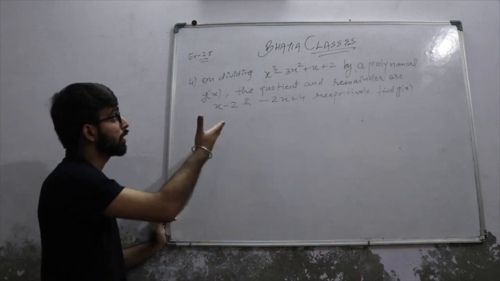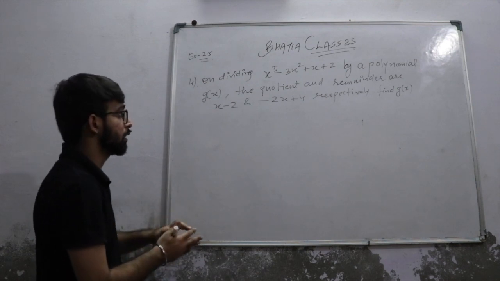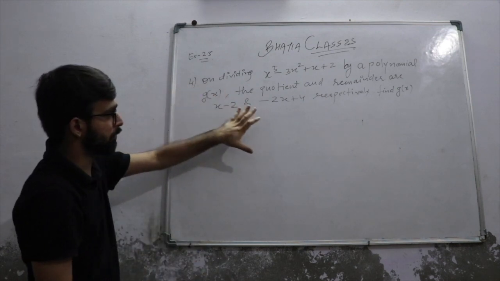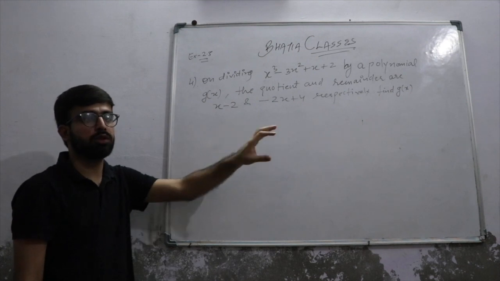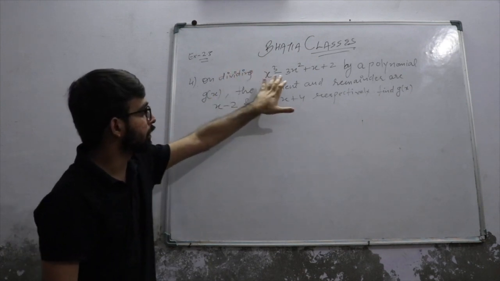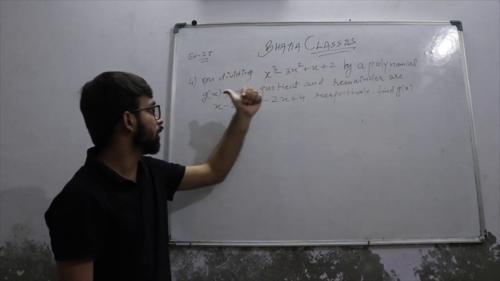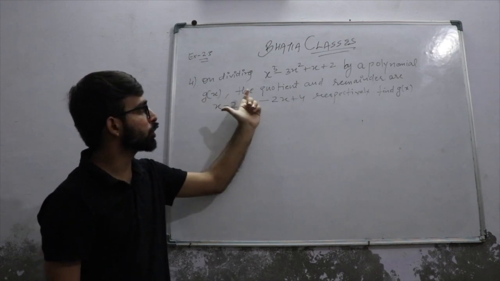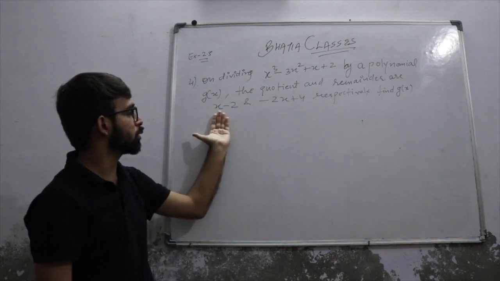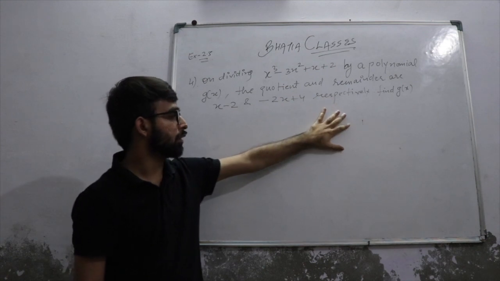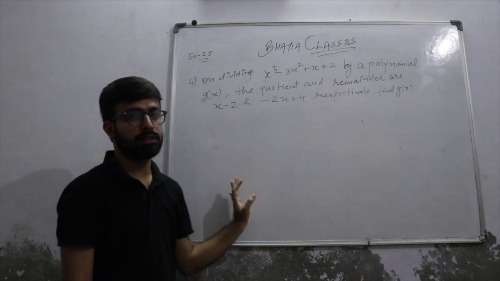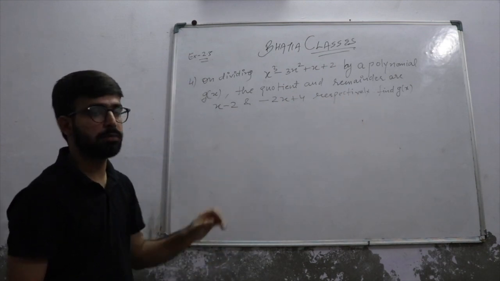Now let's do the last sum of this exercise 2.3, sum number 4. I have written a statement here. You can also read it from your book. On dividing this quantity by a polynomial g(x), the quotient and remainder are x minus 2 and minus 2x plus 4 respectively. Find the g(x). I will apply the division algorithm here.